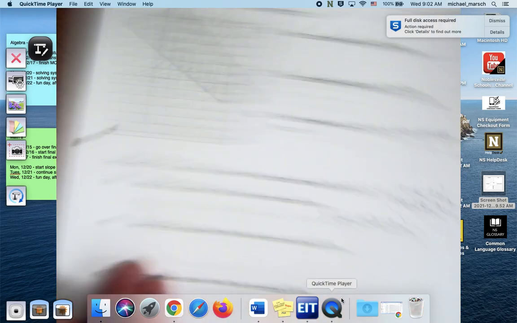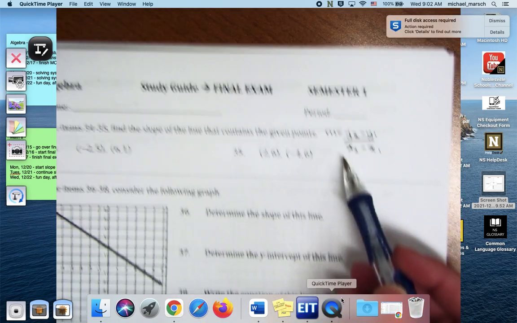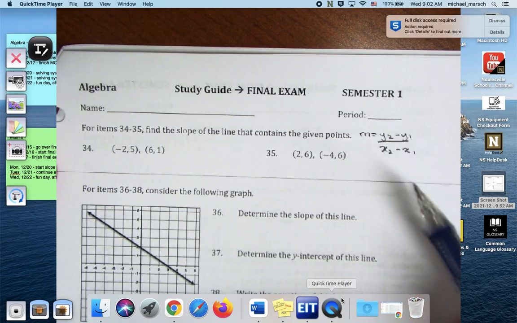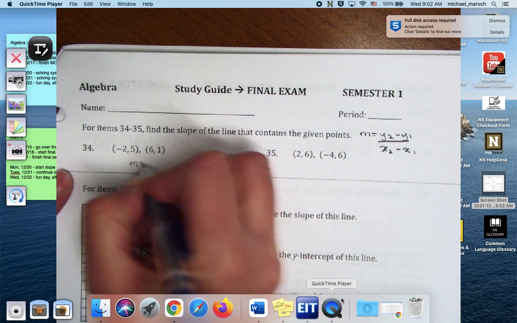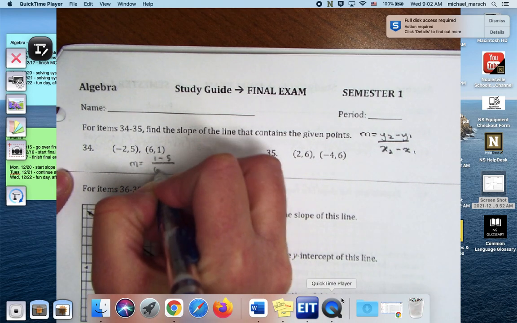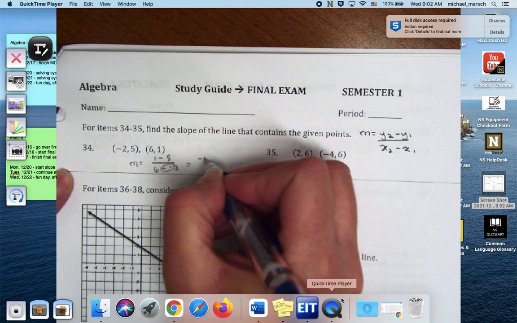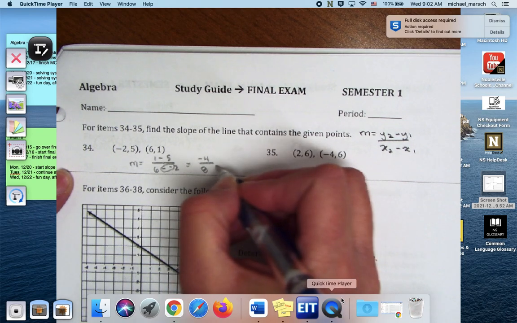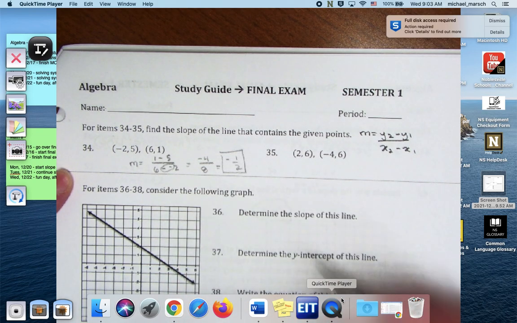Okay. Find the slope of those lines. Easy peasy. I gave you the slope formula right up here, and you will be given formulas to use on the exam. I will provide you with those. So m is going to equal 1 minus 5 over 6 minus -2, which equals -4 over 8, which equals -1/2. So that's that problem.